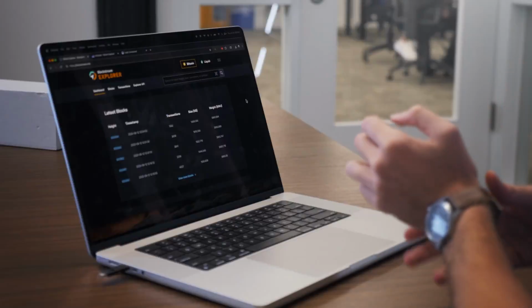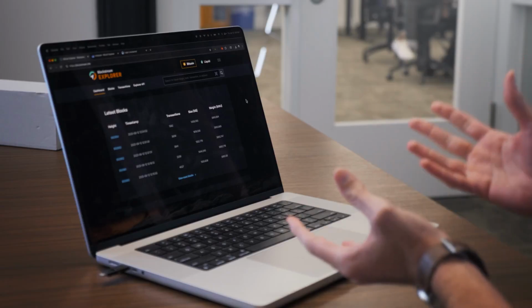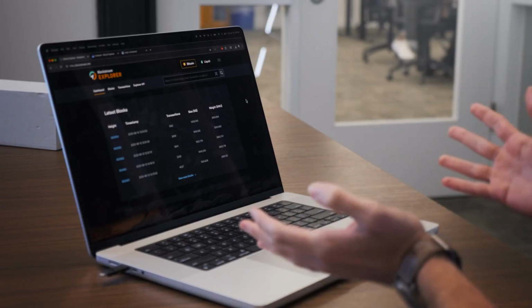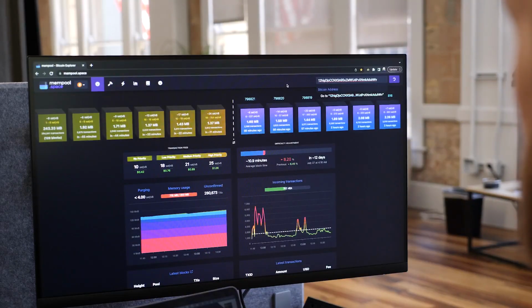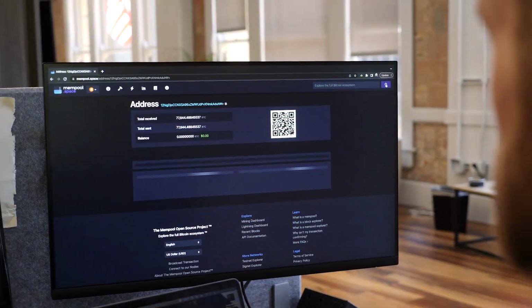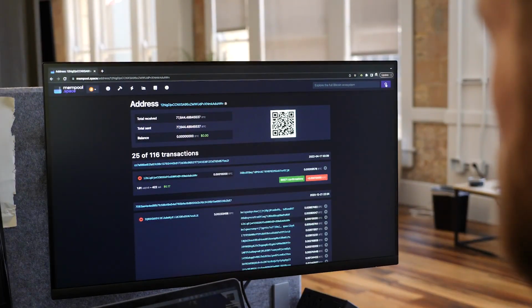The Explorer part is the tool that lives on your computer that allows you to search the blockchain for certain data. For example, you could look up transactions to see when they occurred and how much Bitcoin was being moved, where it was coming from, and where it's going. You can also search up addresses to check their balance and their transaction history.